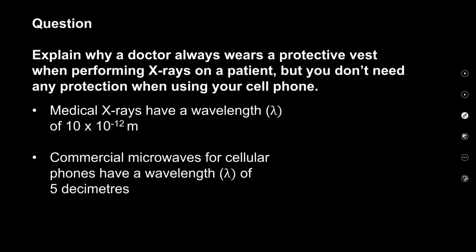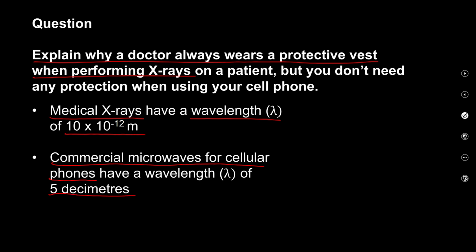So we're being asked to explain why a doctor needs to wear a protective vest when performing an X-ray. Medical X-rays have a wavelength of 10 times 10 to the minus 12 meters. So a very short wavelength, and therefore we know a very high frequency. While on the other hand, commercial microwaves that are used by cellular phones only have a wavelength of 5 decimeters, which is quite a bit bigger than the wavelength of the X-rays.